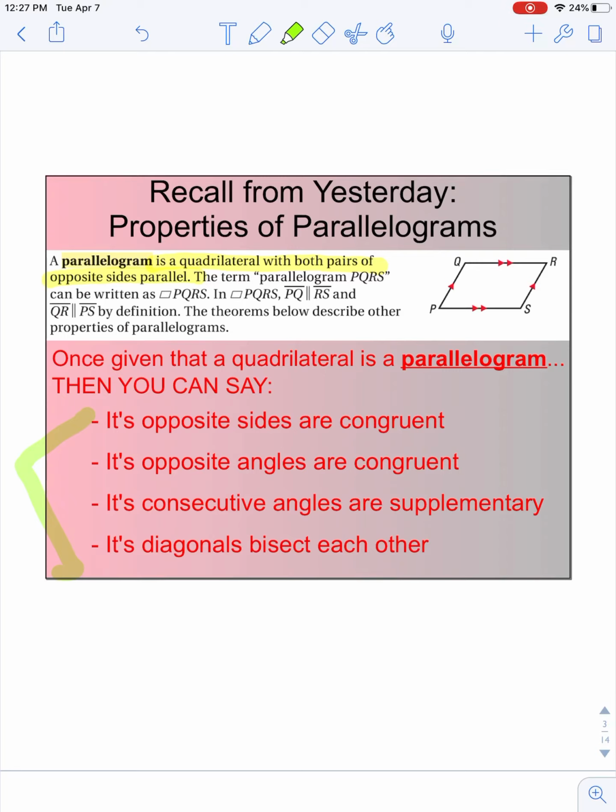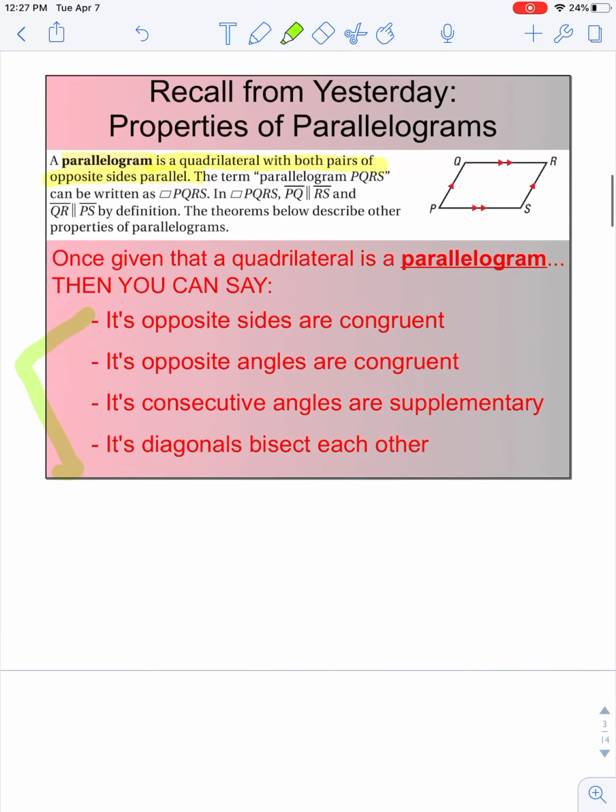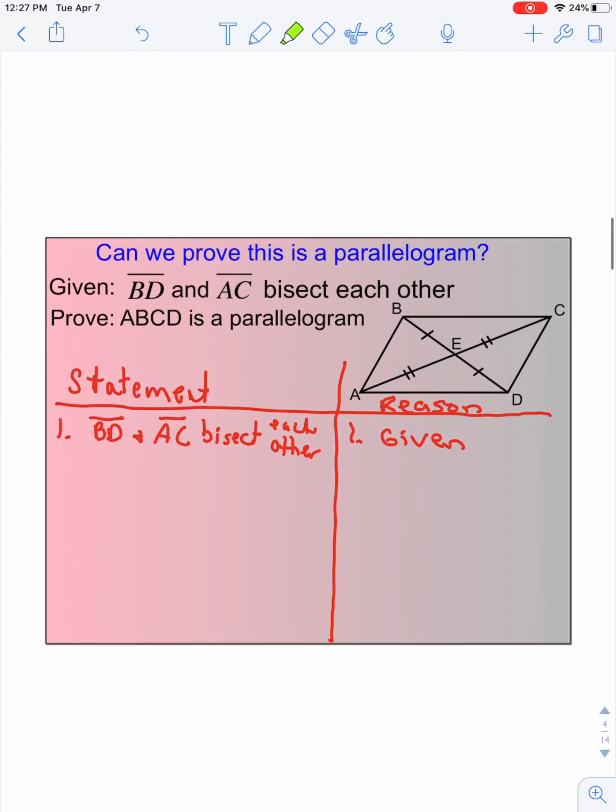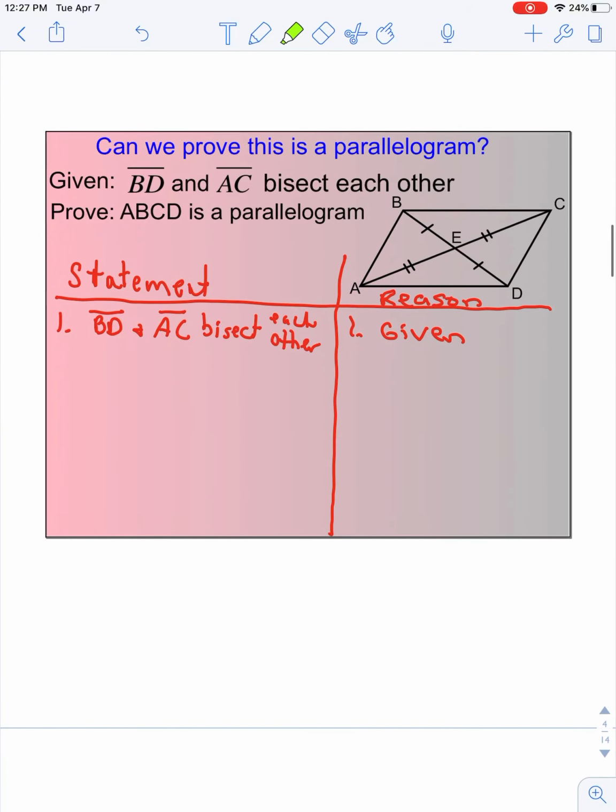But today we're going to see if we can show that something is a parallelogram, prove it, if we don't know that opposite sides are parallel. So here's an example. Can we prove that this is a parallelogram if all we're given is that BD and AC bisect each other? Well, that's already marked in this diagram, and so if we start this proof, I can see that both of those sides are congruent. That's what bisect means. And I can also see that AE and EC are congruent.